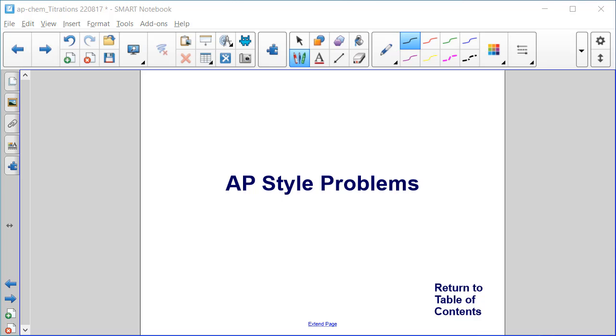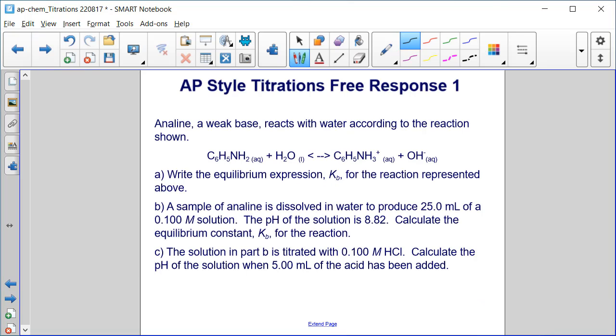All right, in this last section, we're going to take a look at some AP style free response problems related to titrations. Here's free response problem 1. Aniline, a weak base, reacts with water according to the reaction shown. So we have aniline, this is the weak base, in water to form its conjugate acid and the hydroxide ion. Write the equilibrium expression Kb for the reaction represented above.